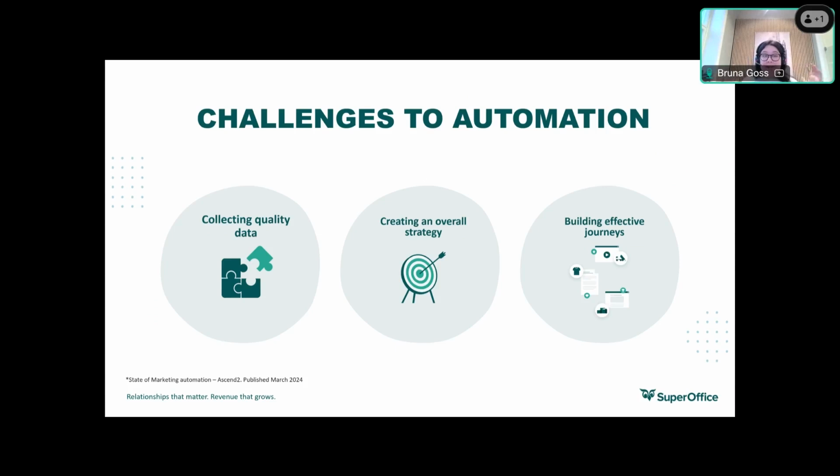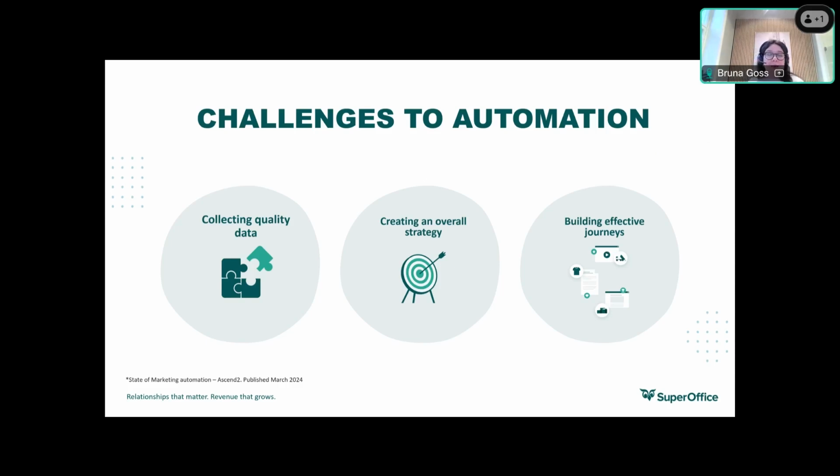And data is the first part, but also a challenge that a lot of companies face is creating an overall strategy. How can I look at the bigger picture and see how I can make an impact here on all of these different possibilities through all of these different channels with all of these different audiences and needs? And then this brings in building effective journeys. So how can I just be there at the right moment, at the right time? How can I send the right offer to this set of customers or this segment of customers?